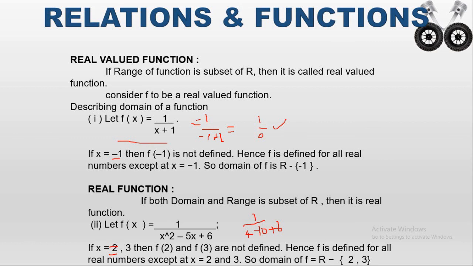Then again, you should check the number 3. If I put the value 3 instead of x, then 3 square minus 5 into 3 plus 6. 1 divided by 3 square is 9, minus 5 into 3 is 15, plus 6. So 9 plus 6 is 15, and 15 minus 15 is 0. So again we get 1 divided by 0, which is not defined. So you have to define the domain without 2 and 3. How can you write it? You write it as f equal to R minus the set {2, 3}.